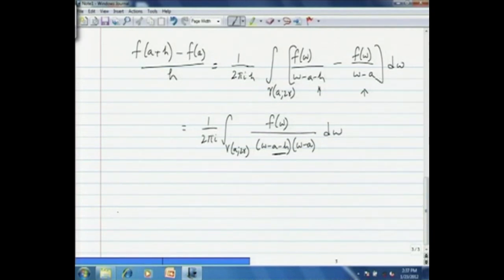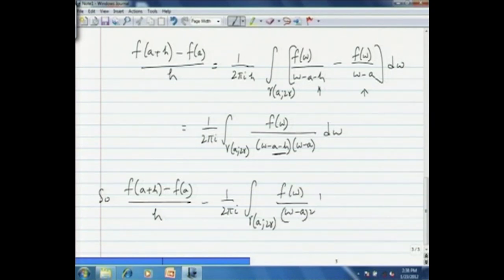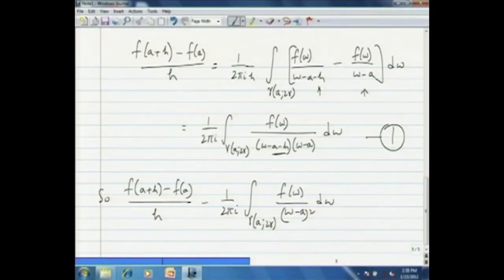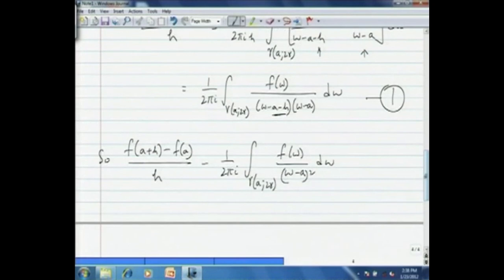So here is what we have. f of a plus h minus f of a by h minus 1 by 2 pi i, integral over gamma a to r, f of w by w minus a squared dw. So we obtain this expression 1 for the quotient. What we are going to do is estimate the difference between this quotient and this integral here. Notice this is different from the expression we got from 1.